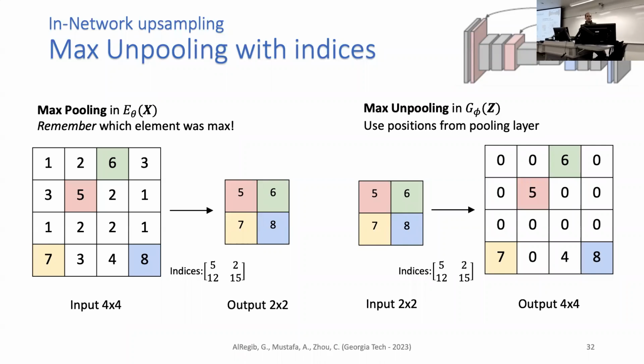But yes, you use indices in this case, right? If you use max pooling in here. But just be careful whenever you look at what the code is doing, about what is really passing through the latent space, right?